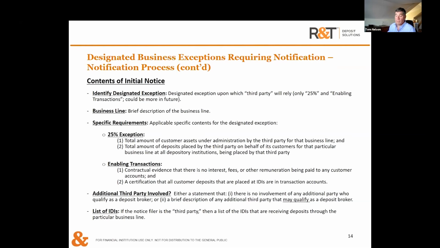And then they're also going to have to, to the extent that an IDI, a bank, files this information on behalf of a broker-dealer, list the other banks that are currently receiving deposits through the program. That's one of the reasons we expect that this will rarely be done by a bank and is almost exclusively going to be done by the broker-dealer, trust company, custodian.